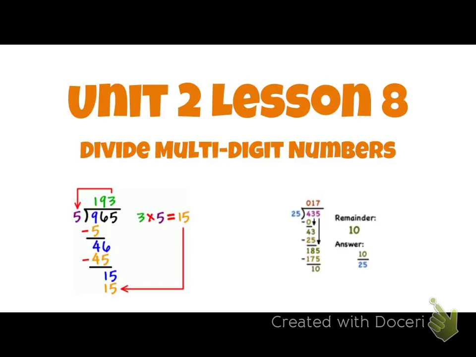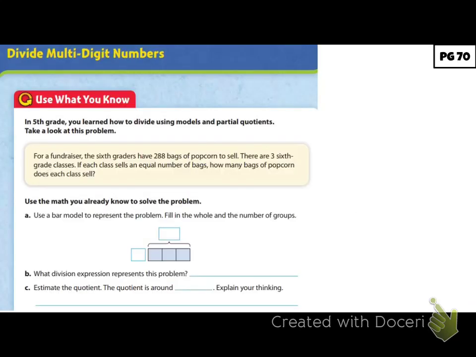Today we're going to be doing Unit 2, Lesson 8, which is divide multi-digit numbers. So we're going to be using the division process that we understand, and we're going to be doing some bigger numbers with it. So, using what we know. In 5th grade, you learned how to divide using models and partial quotients. So, let's take a look at this problem.